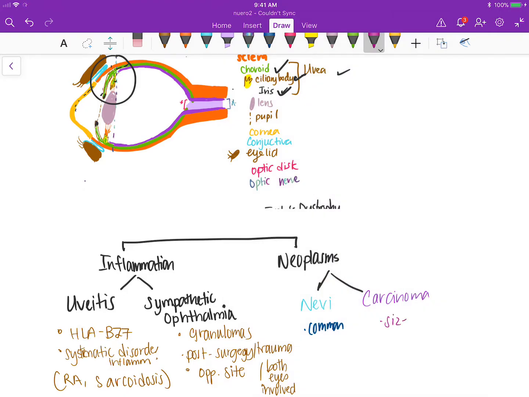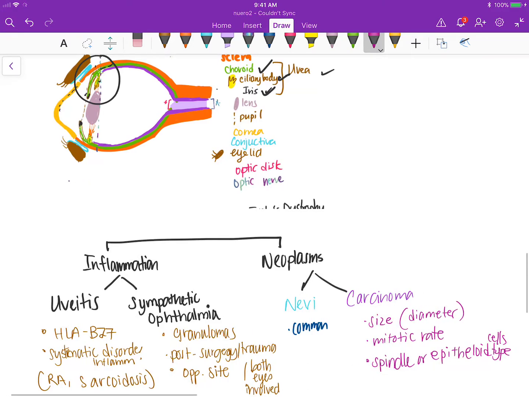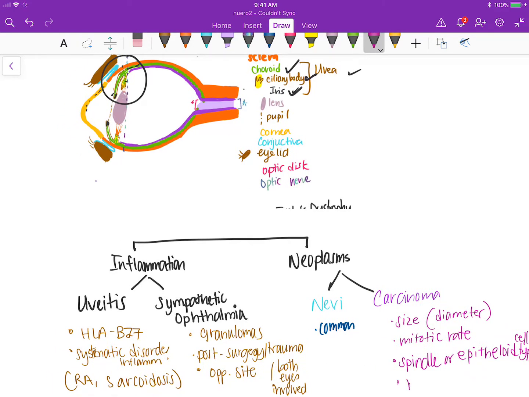the size. Remember that in the eye, it's usually the diameter that matters. Mitotic rate. Also, you have two types. You have the spindle or the epithelioid type, and cell type. Sometimes they're mixed, and then the spread is blood spread.